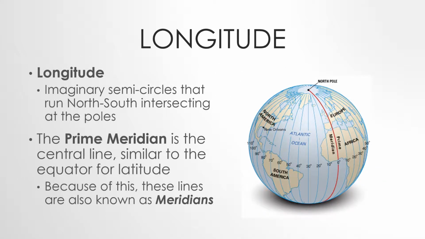Now longitude, these are our long lines. They go north and south. They run in imaginary semicircles. And what they do is they split the Earth into east and west halves. So the prime meridian is the central line, and this one is similar to the equator for the lines of latitude. Because we call this one the prime meridian, sometimes you might hear people call the longitude lines meridians. So you could say, this meridian or that meridian, but they just mean lines of longitude.